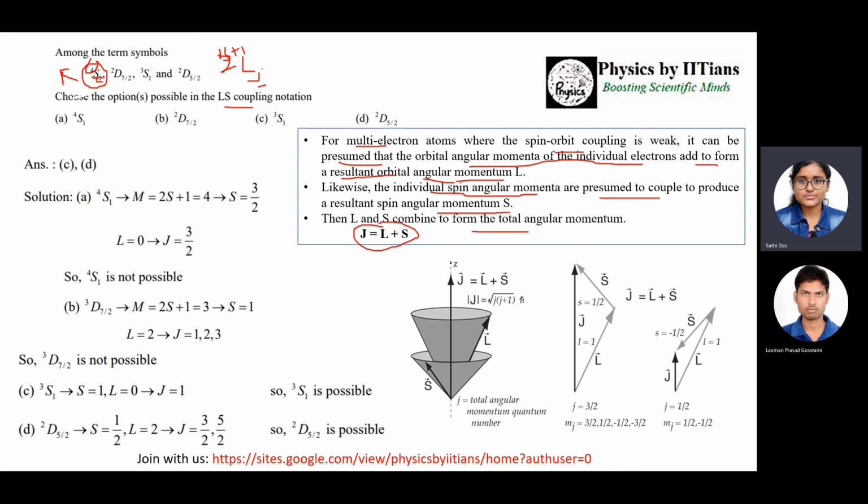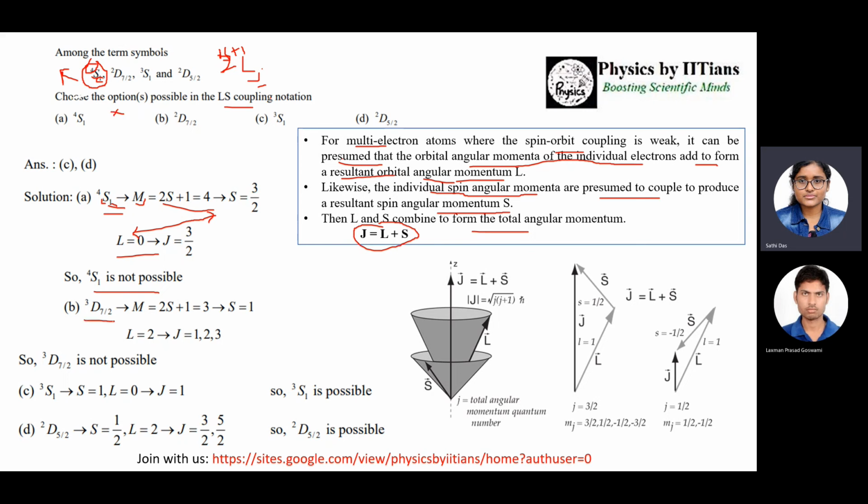Now let us see which of these four options, which two or three options, are possible combinations of the term symbol. The first one is 4s1. The multiplicity is 4, that is 2S plus 1 equals 4, so the S value is 3 by 2. Since this is an S state, L equals 0. Now what will be J? J equals L plus S, so that is 0 plus 3 by 2, which becomes 3 by 2. So the term symbol should be 4s 3 by 2, but here it is written as 4s1. So 4s1 is not possible, and option A is incorrect.